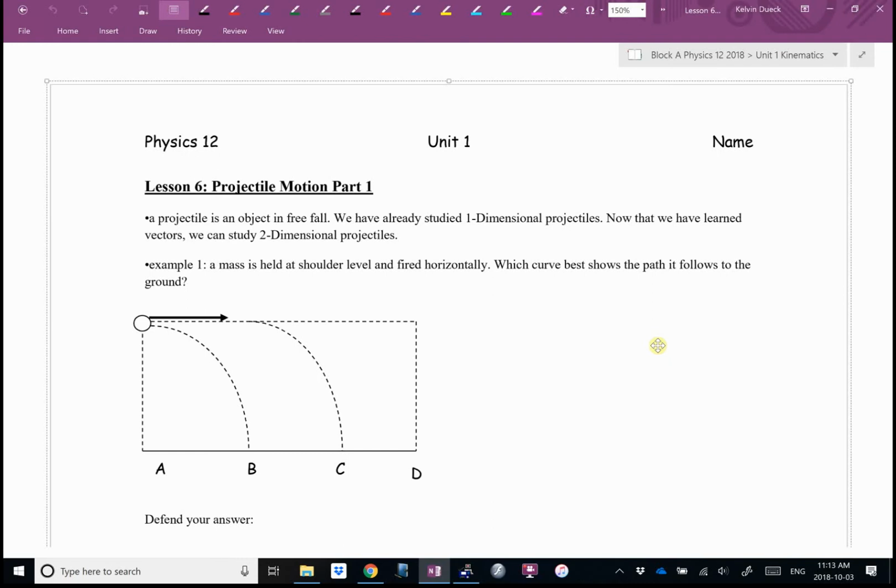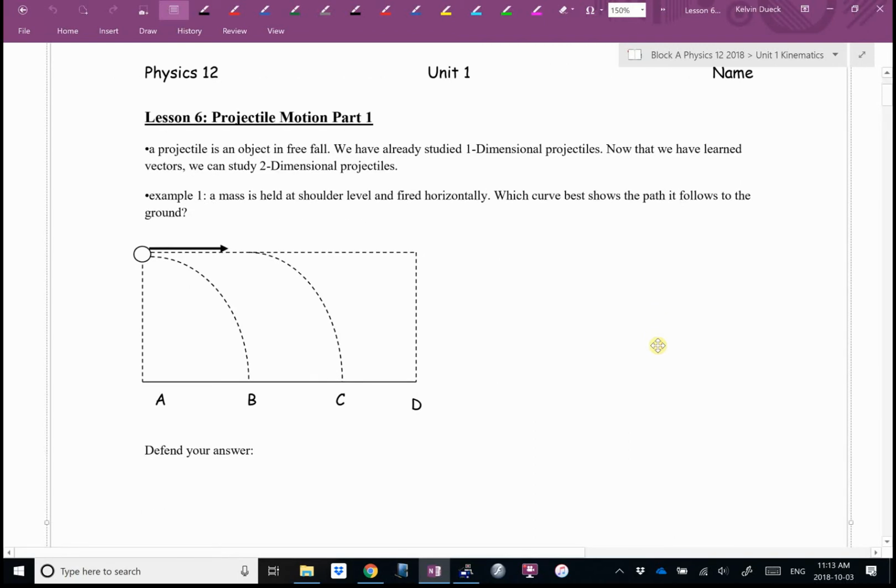Now that we've learned vectors, we can study two-dimensional projectiles. We have a thought question, and once again we get to vote. How high you hold your hand up is how sure you are of the answer. I'm positive. I'm pretty sure. I'm only voting because Mr. Dueck will make fun of me if I don't vote. Mr. Dueck will make fun of you if you don't vote.